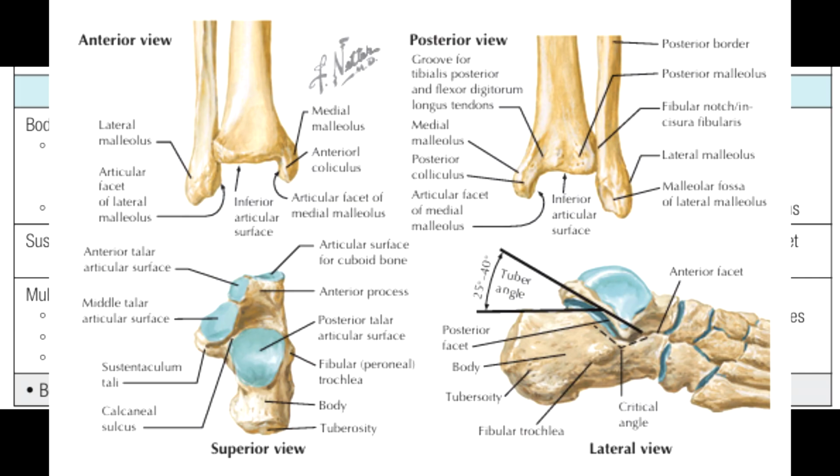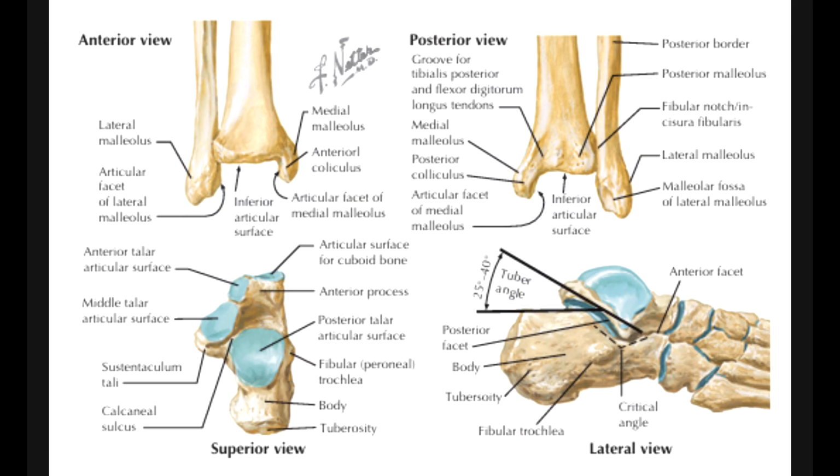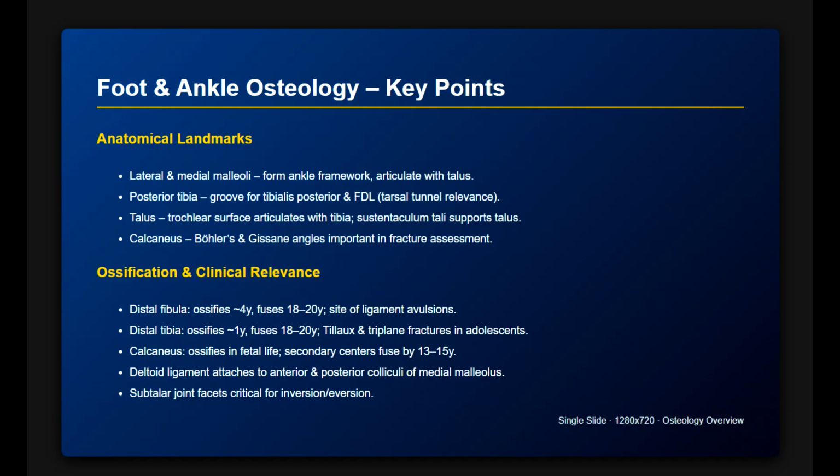In summary, the osteology of the ankle and hindfoot demonstrates the delicate balance between bony congruence, ligamentous support, and articular surfaces. A thorough understanding of these relationships is essential for recognizing injuries, planning surgical approaches, and interpreting radiographic findings. In the next section of our lecture, we will continue to explore the deeper joints and articulations of the foot, linking these anatomical details to their clinical significance.